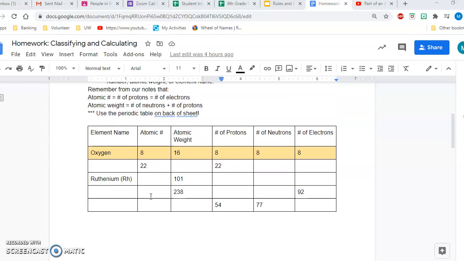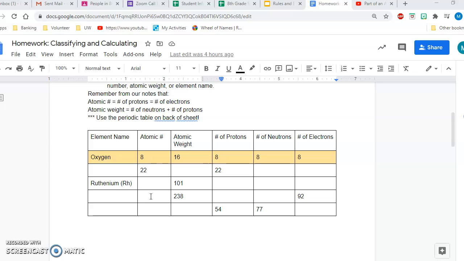So just to give some more examples of how to calculate things, we have two other videos talking about how to determine the number of protons, neutrons, electrons, giving the atomic weight and atomic number. But I also wanted to just be clear and go through a few examples with everyone. So we have a nice example of oxygen right here.